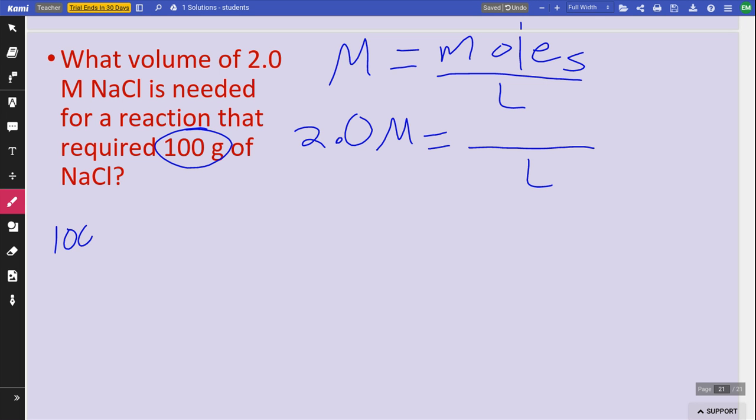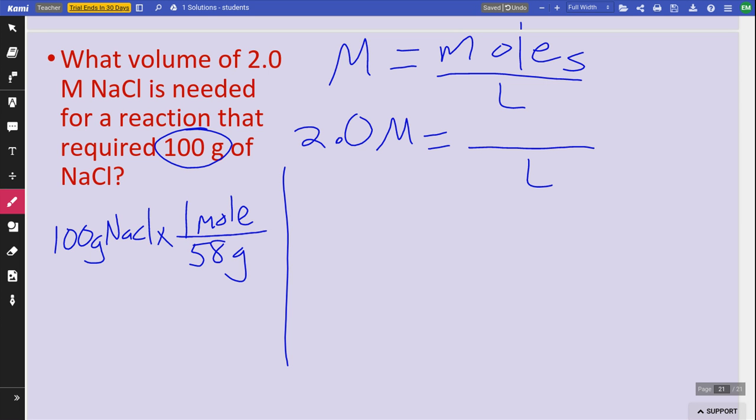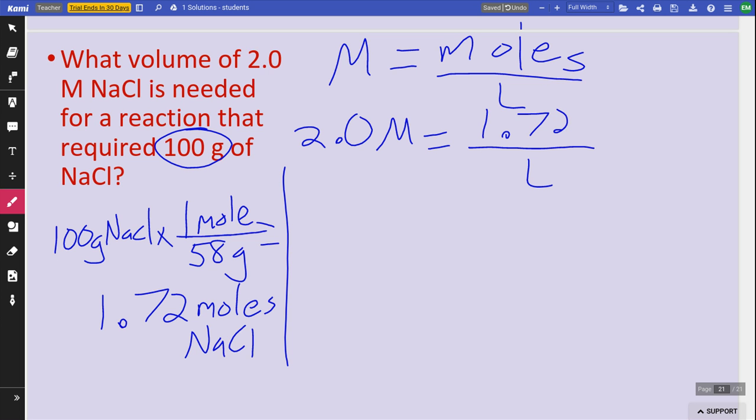So we have to take the 100 grams of NaCl and convert that to moles. And then we can just plug it in at the top number, and then we can solve from there. So I'll do it over here on the side. 100 grams NaCl, we saw earlier that for every 1 mole, you have 58 grams. So solving that, 1.72 moles of NaCl. So that's a number I'm going to plug in at the top. All I did was convert the grams to moles of NaCl. So 1.72 moles. And now I can solve for liters.